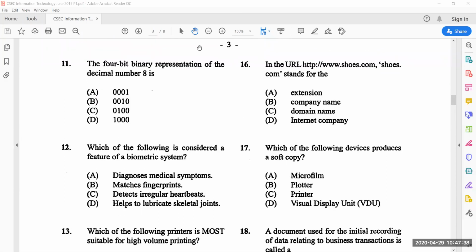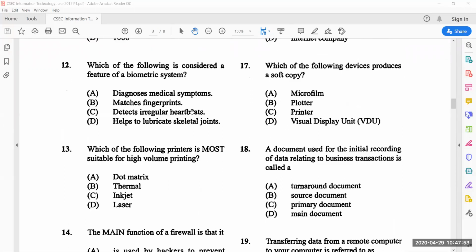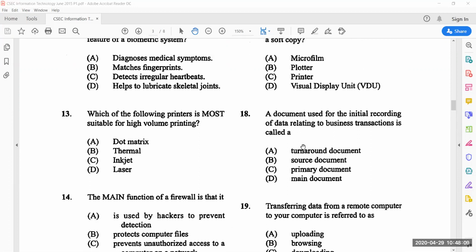Okay, number 16, in the URL, what does shoes.com stand for? Yes, the domain name, shoes.com stands for the domain name. Number 17, which of the following devices produces a soft copy? All right, so yes, the visual display unit or monitor produces a soft copy.